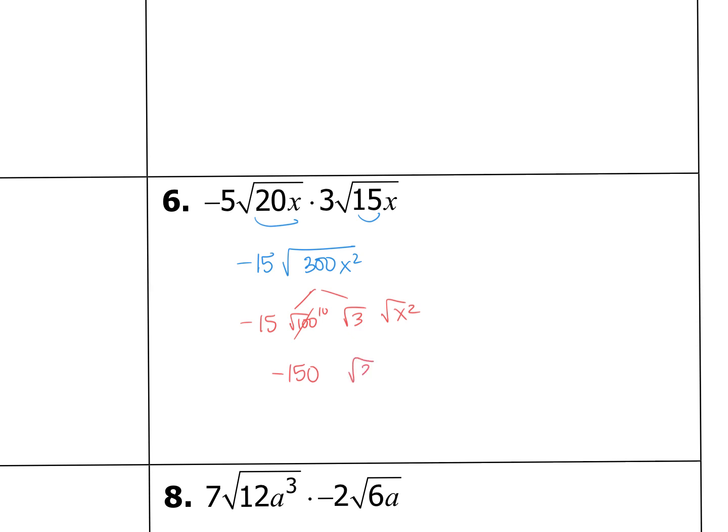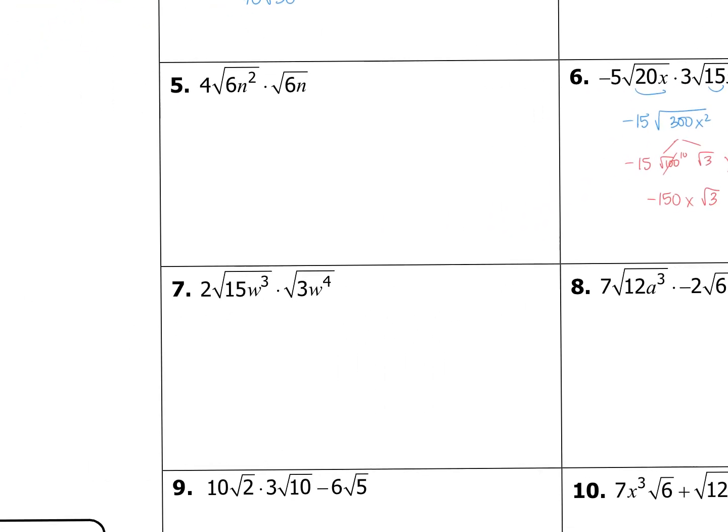Square root of 3. Alright, square root of x squared will be x, because when the radical and the exponent are squared, they cancel out. So your answer will be x. And we're going to write it as negative 150x square root 3. Okay, let me come back.